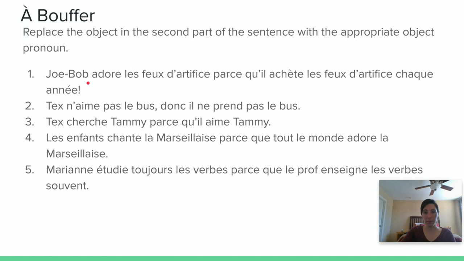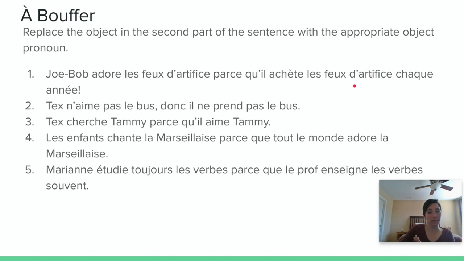We know Jobab is our subject because Jobab is doing it. Adore is our verb because he is adoring. But what is he adoring? What is our object? It is les feux d'artifice, so the fireworks. Then, in the second half of the sentence, we're saying parce qu'il achète les feux d'artifice chaque année. So, il is our subject because we're using a subject pronoun there, replacing Jobab. The action is achète, buy. Okay, and then our object is still les feux d'artifice because they're what are being bought.